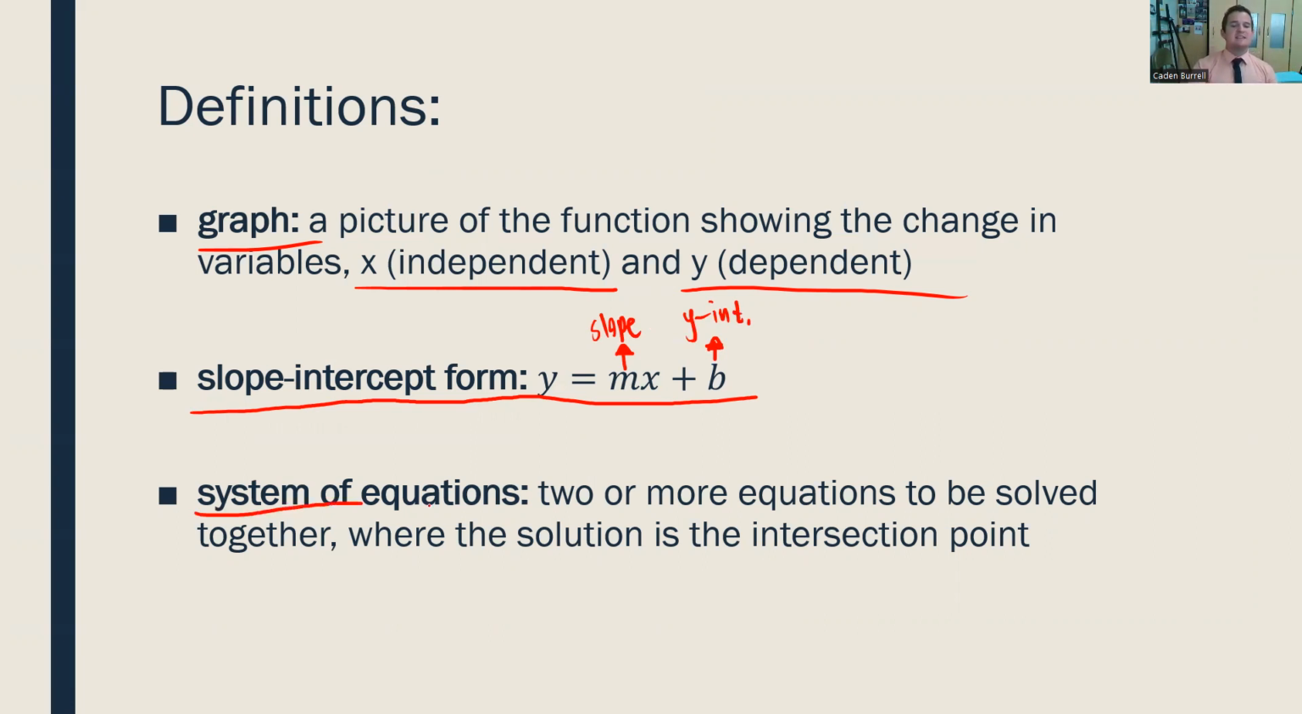And then lastly, a system of equations is two or more, 4 or 5, however many, equations to be solved together where the solution is the intersection point. And the examples we're going to bring up with a system of two equations, the solution is the coordinate point on the graph where those two lines intersect. Okay.